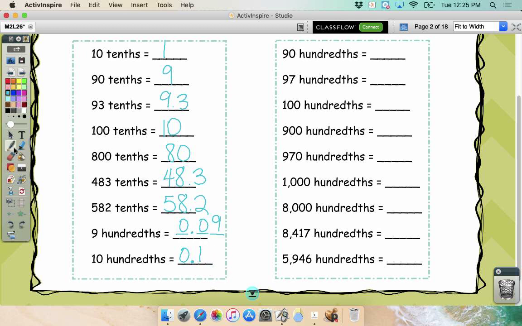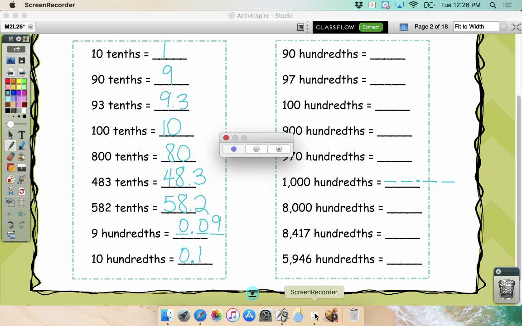Okay, you want to try the rest of these, or do you want my help on any of it? Here's a hint. If it's got 4 digits, that's what it's going to look like. You're going to have 2 digits behind and 2 digits in front. Okay, I'm going to pause it while you finish these.